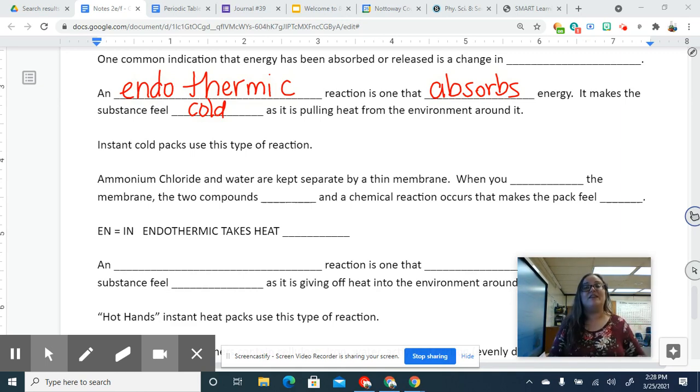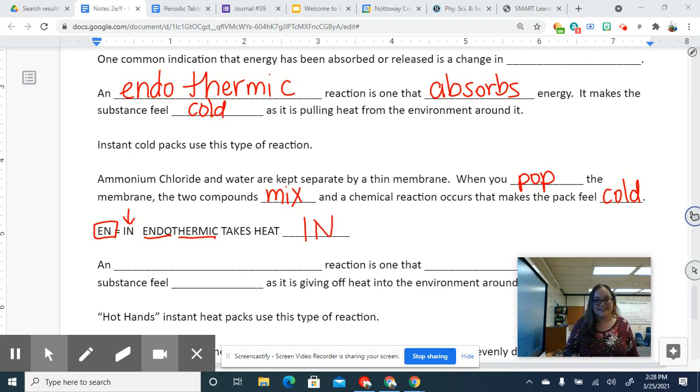And you shake it up, and then a chemical reaction occurs that is endothermic. It takes heat in. So when you pop the membrane, the two compounds mix, and a chemical reaction occurs that makes the pack feel cold. So endo means in, like enter, right? Therm means heat. So endothermic takes heat in. An example would be an instant cold pack. Get that written down, pause.